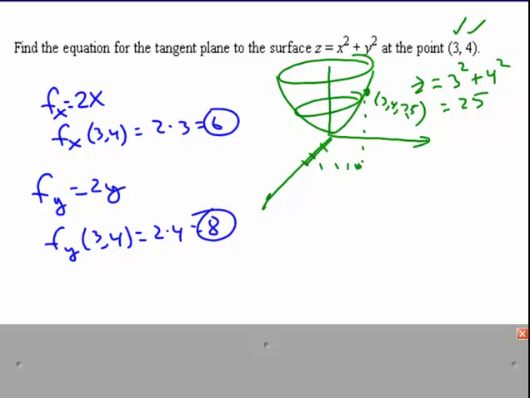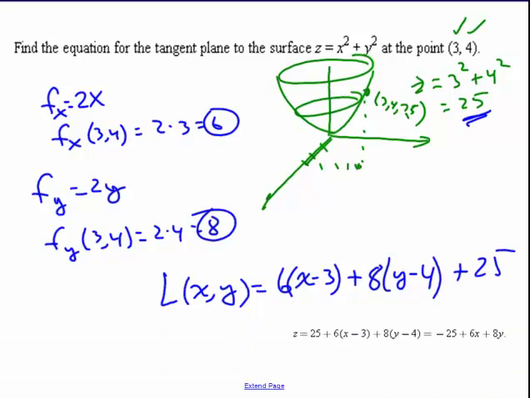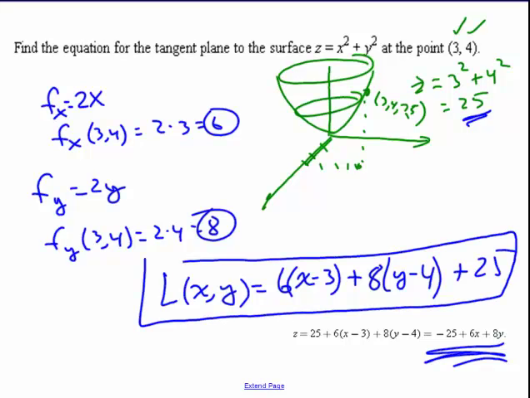So the equation for my tangent line, or my tangent plane rather, is L of x comma y equals 6 times x minus 3, plus 8 times y minus 4, plus my z value, 25. And notice that in their solution down here, they simplified it and expanded it, but you can leave it in this form. This is in point slope form, and that's fine.